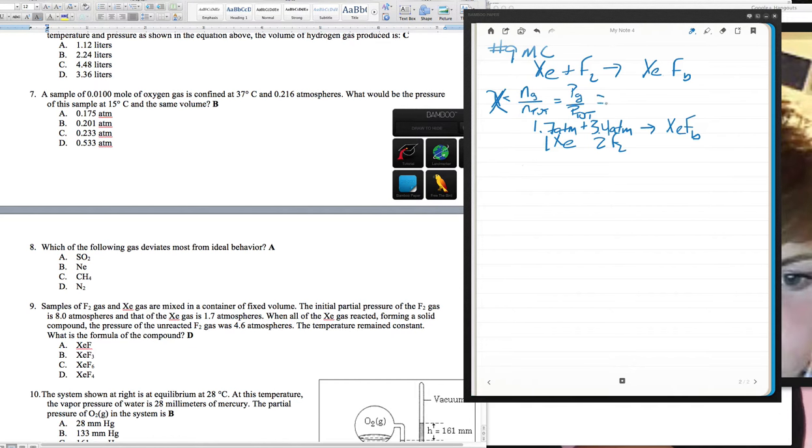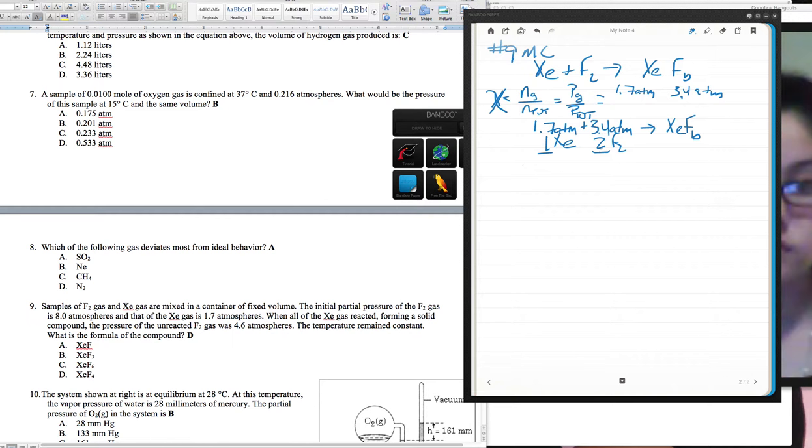We have this right here, the mole fractions like that, the 1.7 atmospheres and the 3.4 atmospheres. You can see that those partial pressures are going to be very similar to mole fractions, which is why we can treat this as 1 mole of Xe and 2 moles of F2.